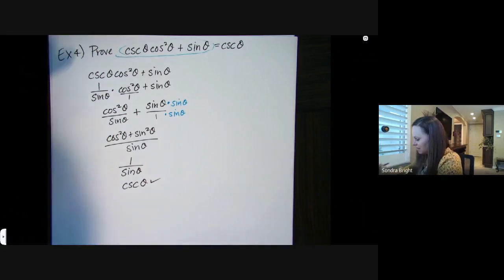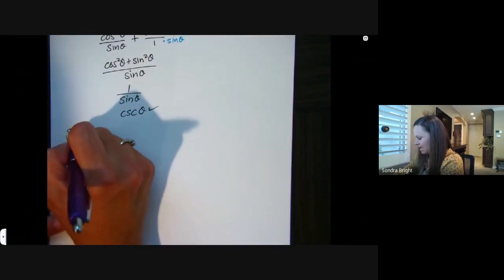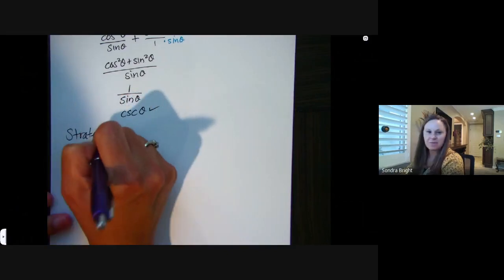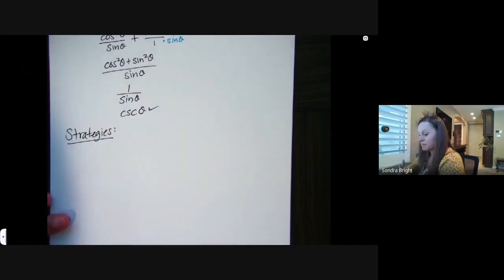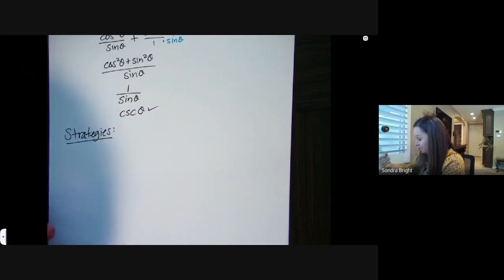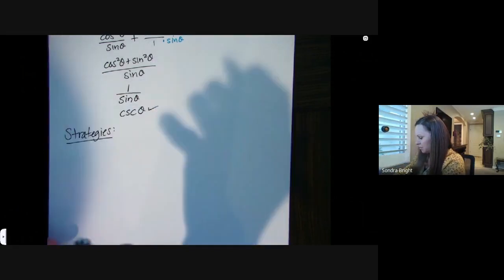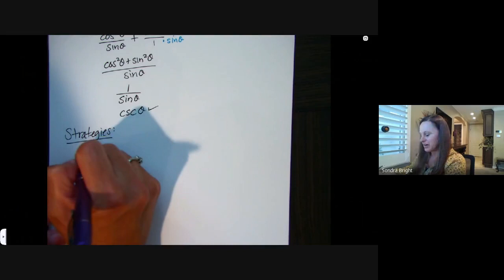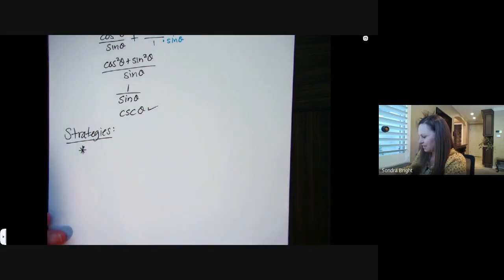Math was never my favorite subject in school. I was always good at it, but never my favorite. I loved trig, and part of that was because of these identities. I love a puzzle that is a struggle at first, but when you can struggle your way through it and figure it out, it's just so satisfying. So I love these. All right, so here are some strategies that I used.